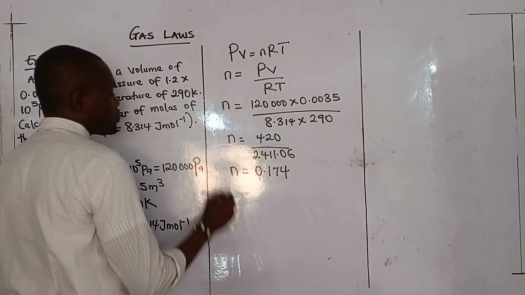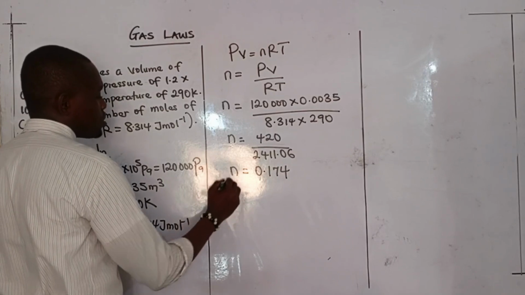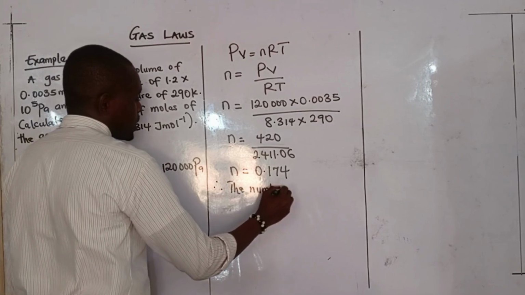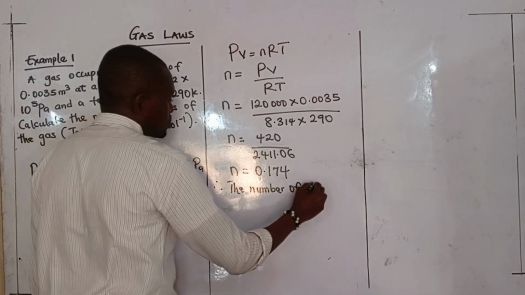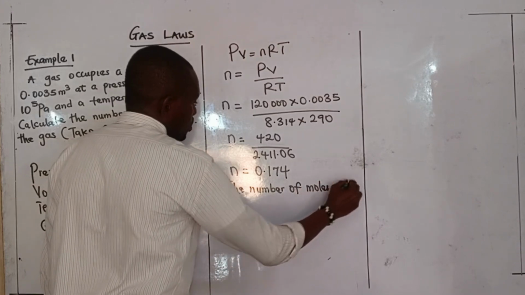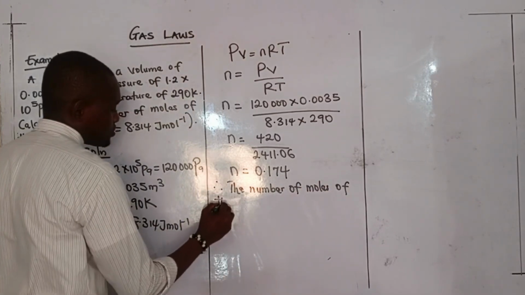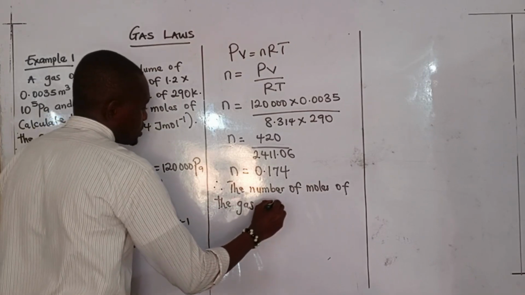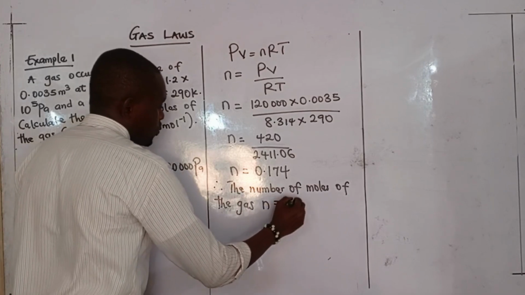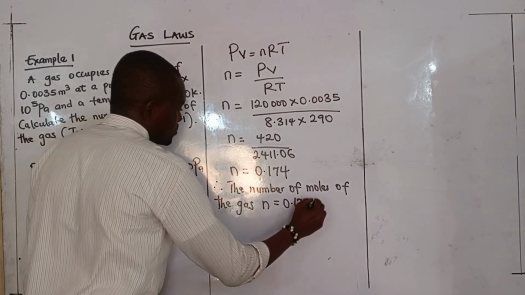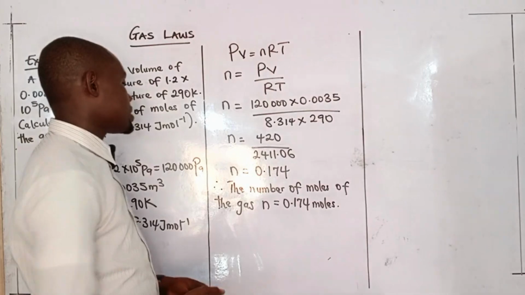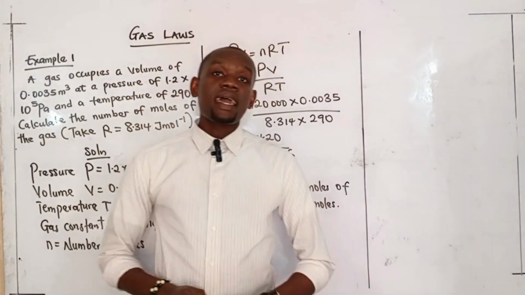0.174. So we can now say, therefore, the number of moles of the gas, which is N, equal to 0.174 moles. So that is the answer to the first question.